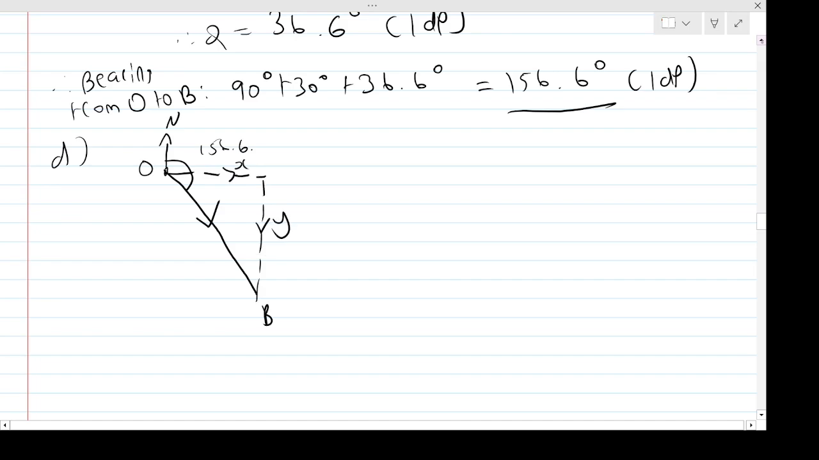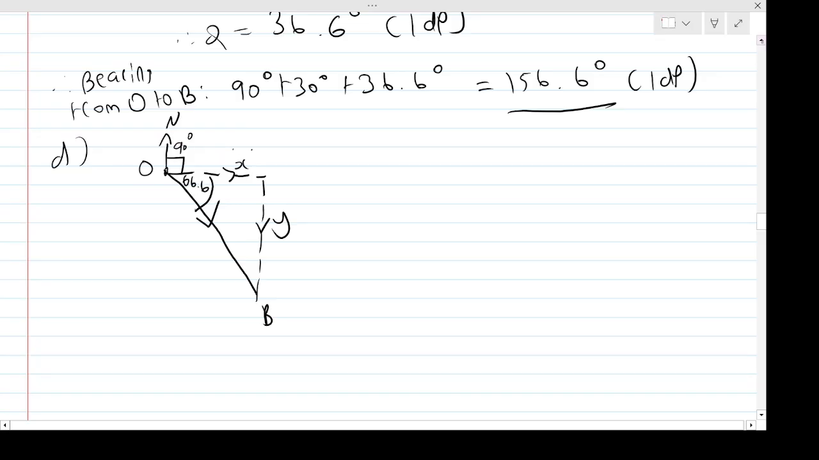And again, you can see that this bearing of 156, the angle from O to B in this way, we can again split it up to a 90 degree angle. And then the angle here has to be 156 take away 90. And then that angle is going to be 66.6, right? And so there we are.